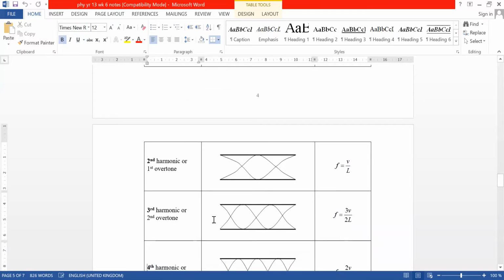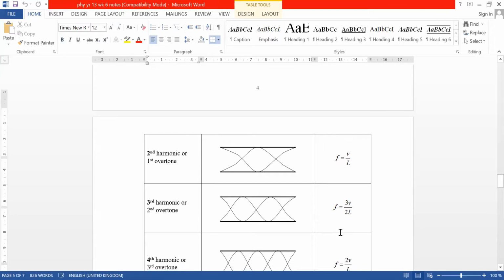Similarly, the third harmonic should have 3 loops: 1, 2, and a half on this side and a half on that side will make it 3. And again, the general form to find F here is normally nV over 2L. So if it's the third, it's 3V over 2L. For the second one, we have 2V over 2L, the 2 and 2 will cancel. That's why we have V over L. The general formula continues.